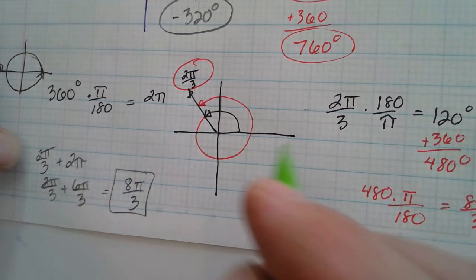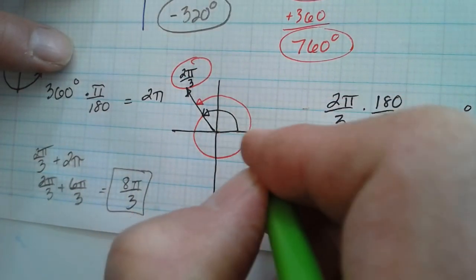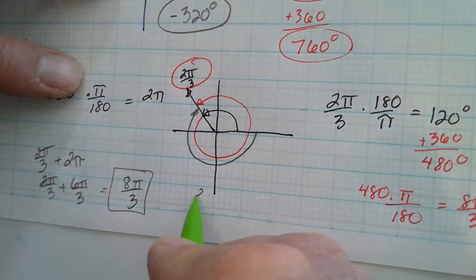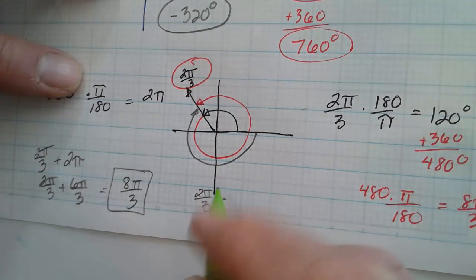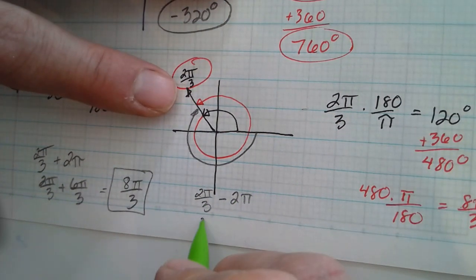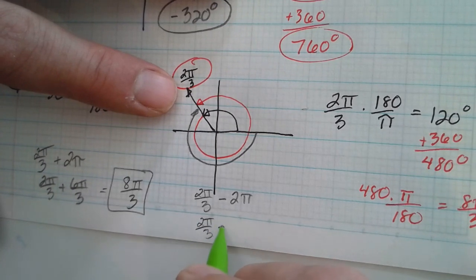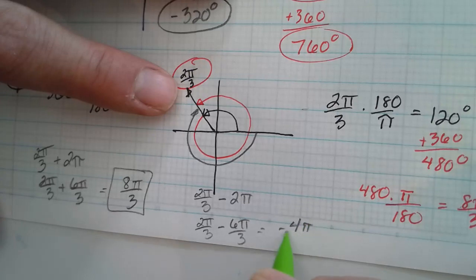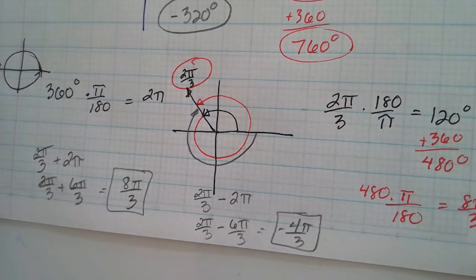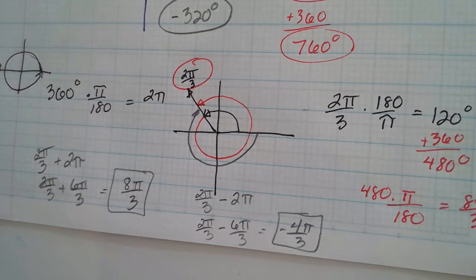We could also go backwards, start here and go backwards, and that'll give us a negative revolution, so subtract 2 pi. So it'd be 2 pi over 3 minus 6 pi over 3, which gives you negative 4 pi over 3. There's another coterminal angle that ends up being a negative angle. All right, we'll call that good.